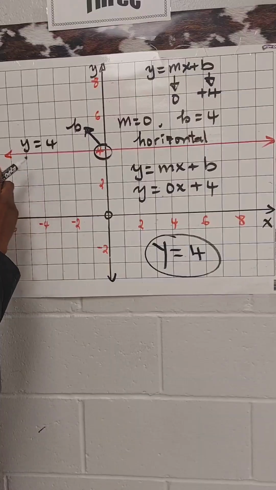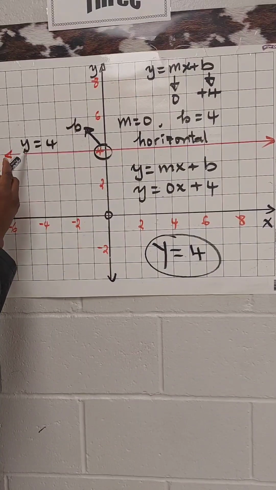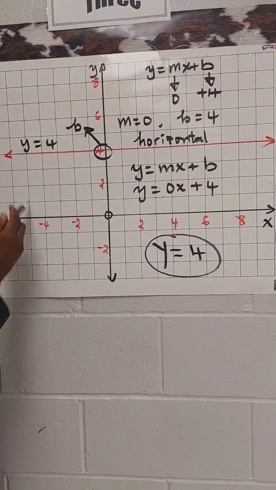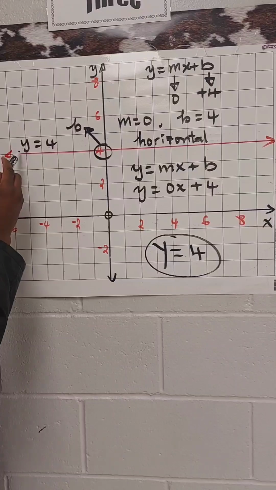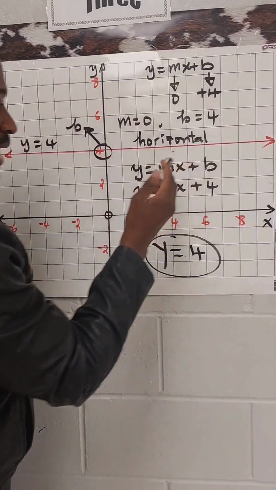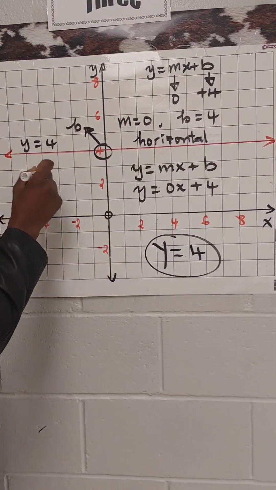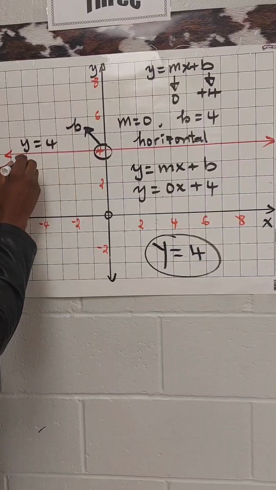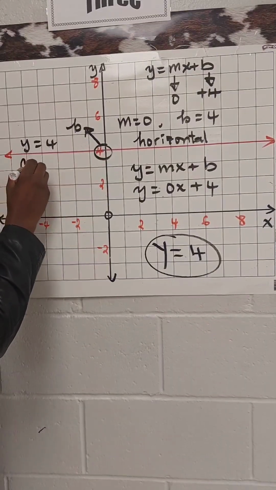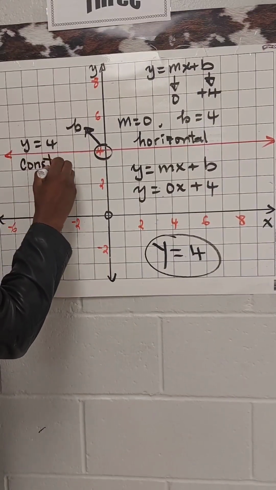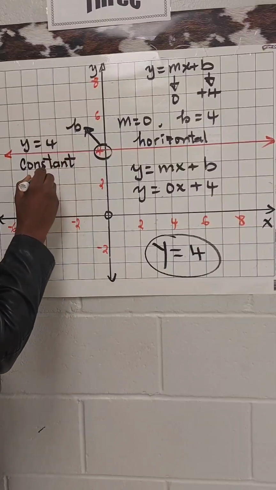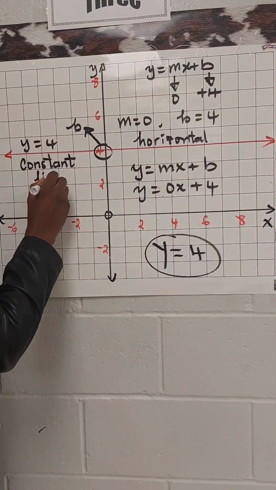We can also know that if we're on this line, everywhere on this line, no matter the value for x, y is always equal to 4. So y stays a constant of 4 all the time. So this is an example of a constant line. It is not increasing, it is not decreasing, it is a constant line.